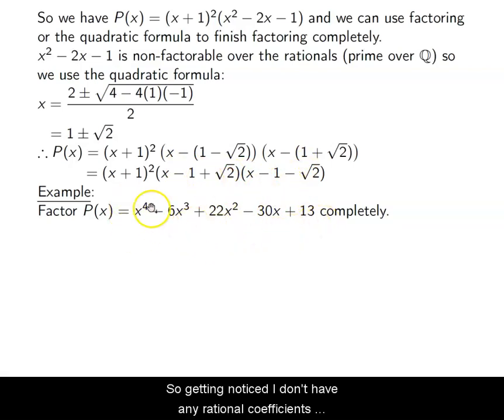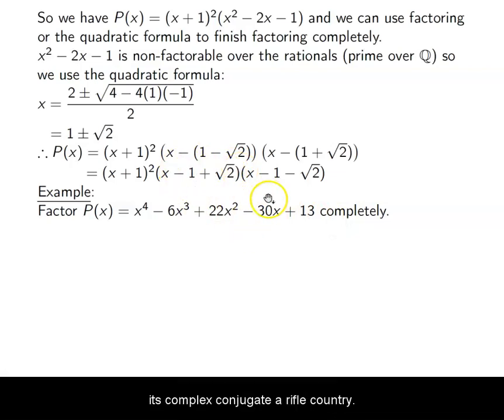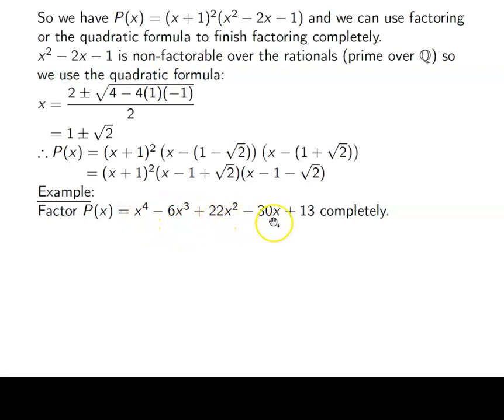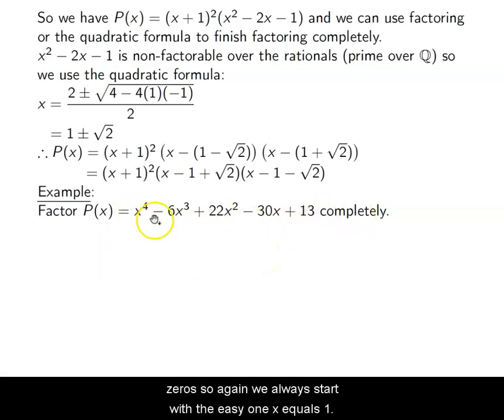So again, notice I don't have any irrational coefficients. I don't have any complex coefficients. So no matter what I do here, if I find one radical zero or one complex zero, its complex conjugate or radical conjugate will also be a zero. So let's go ahead and take this one. We have x to the 4th minus 6x cubed plus 22x squared minus 30x plus 13. So the possible zeros from here are just 1 and 13. Possible zeros from here are 1 and 1. So really we just have plus or minus 13, plus or minus 1 as our possible rational zeros.